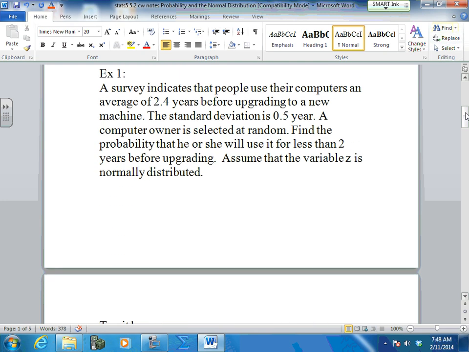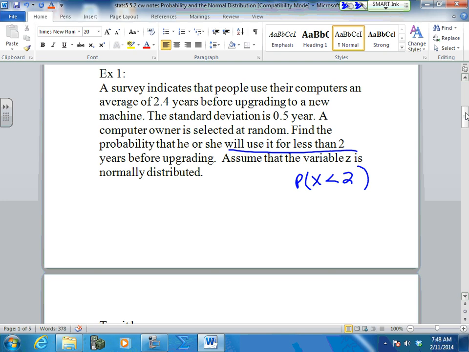Okay, so let's take a look at one and see what we're talking about. A survey indicates that people use their own computers on an average of 2.4 years before upgrading to a new machine. The standard deviation is 0.5. Remember, this book is a little old. A computer owner is selected at random. Find the probability that he or she will use the computer for less than 2 years.